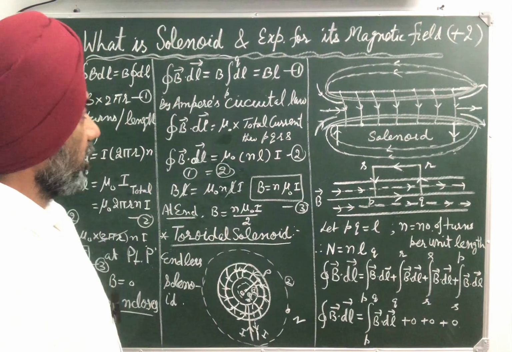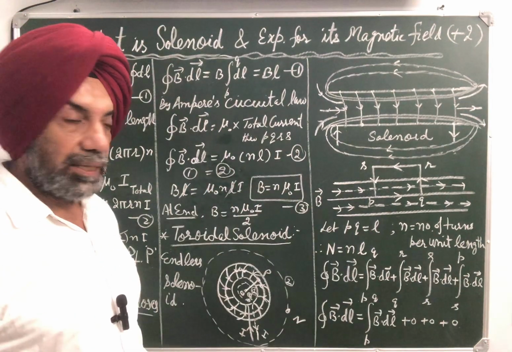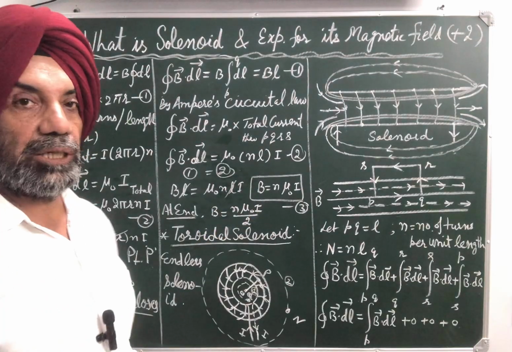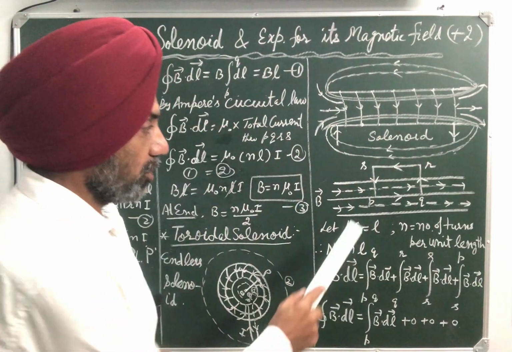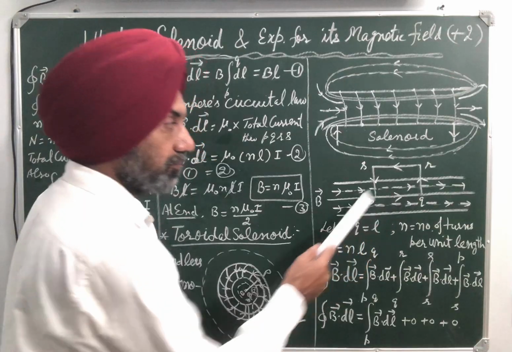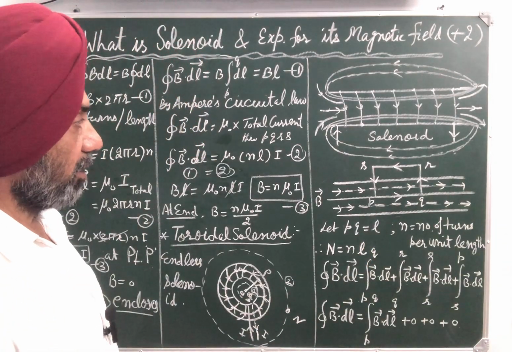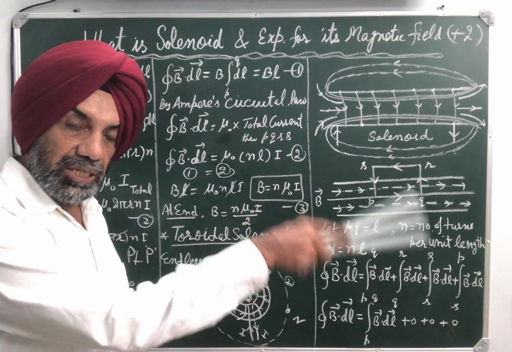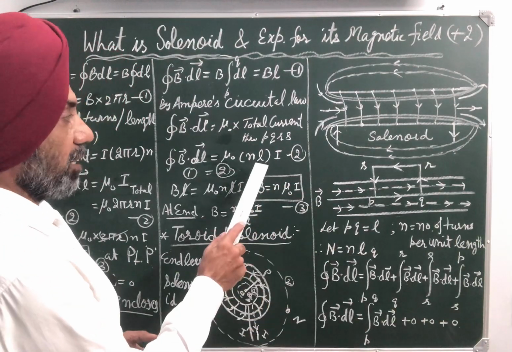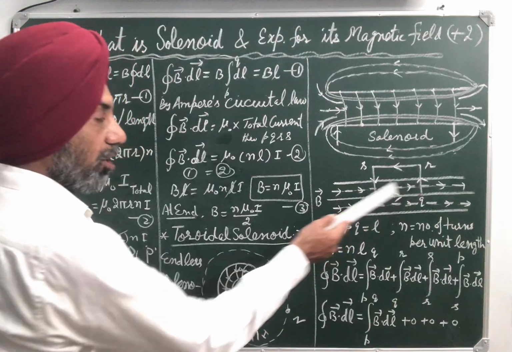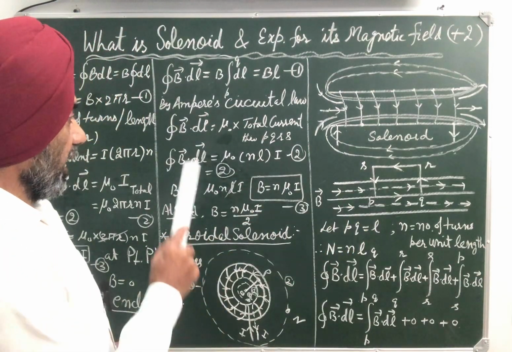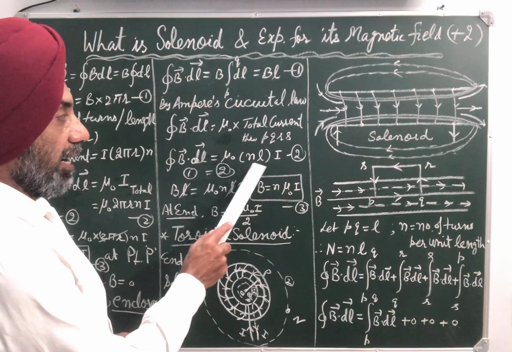This is the first equation. Then by applying Ampere's circuital law, line integral B dot dl is equal to mu naught into the total current through PQRS. Total current through this total length of solenoid. So if I is the current through each turn, then the total current flowing through the whole solenoid of length L will be nLI. So line integral B dot dl is equal to mu naught nLI.